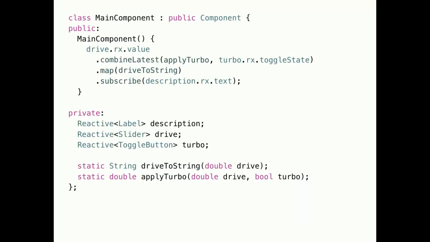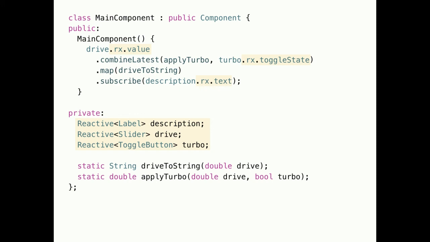So one other thing we have to do here is to write reactive label, reactive slider, reactive toggle button. And this is provided by my JUCE module. A reactive label is just like a JUCE label, but it also gives you the member variable RX. And you can use that to access various things. In this case, we access the value, the toggle state, and the text. So this has the same effect as the other code, and I prefer it, but both have the same result.